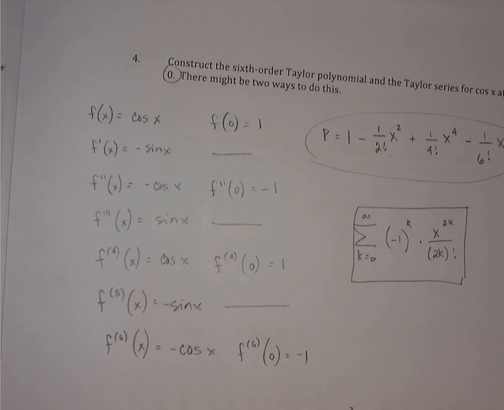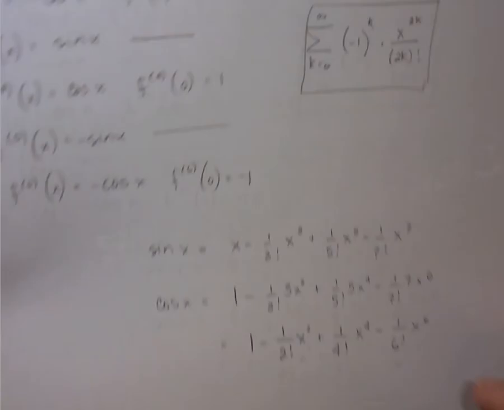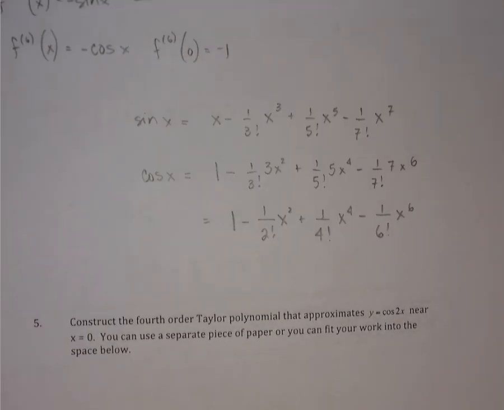So if I just took the derivative of this, it would give me 1 minus 1 over 3 factorial times 3x squared, plus 1 over 5 factorial times 5x to the fourth, minus 1 over 7 factorial times 7x to the sixth. And if we simplify that, it gives us 1 minus 1 over 2 factorial x squared. This is going to give us 1 over 4 factorial x to the fourth. This is going to give us 1 over 6 factorial x to the sixth. So there's another way of getting the expansion for cosine.